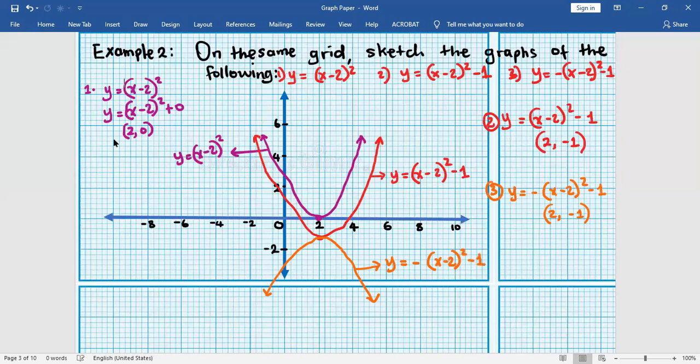So that is the way we can create the sketch. In our next lesson, we shall see, if we have the vertex form of a quadratic function, how can we find the x-intercept? How can we find the y-intercept? That is what we are going to look at in our next lesson.